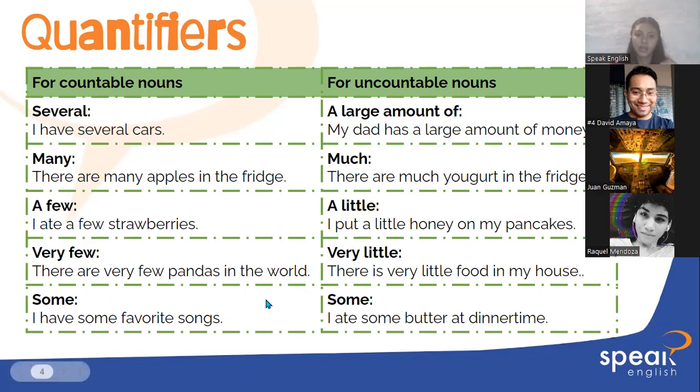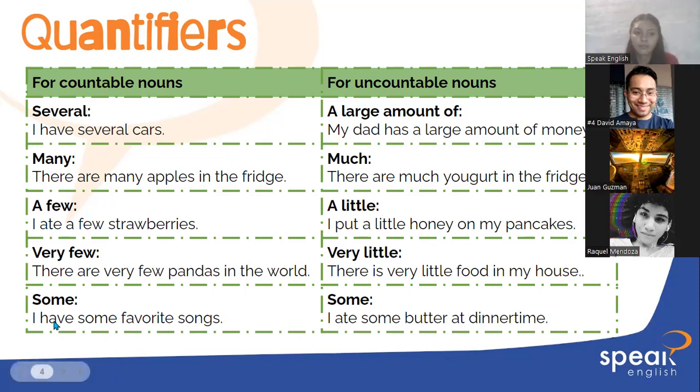And if you see, we use some for both countable and uncountable. So we start at several and we continue and continue and continue, and finish with very few, which is a little, okay? And that's the same case. A large amount of, much, little, very little, and some, it's like in the middle.